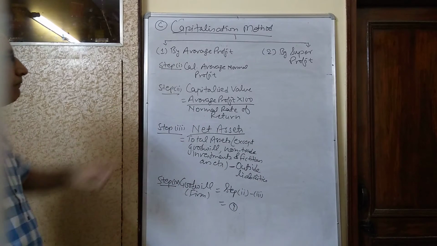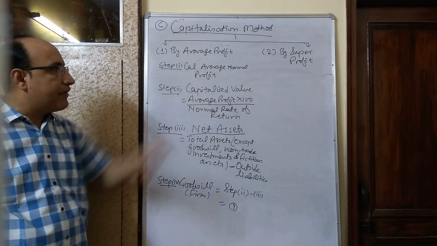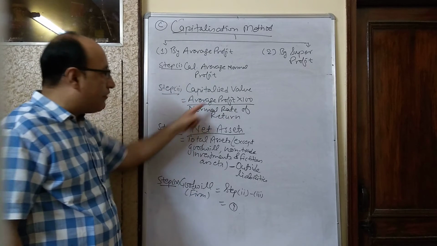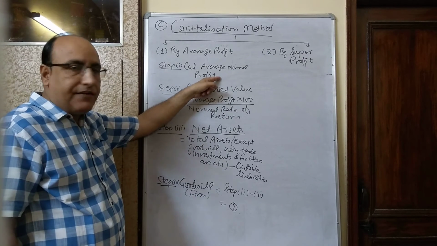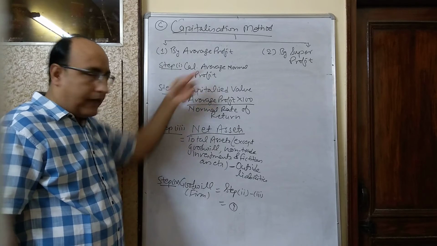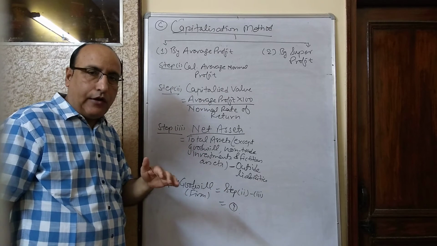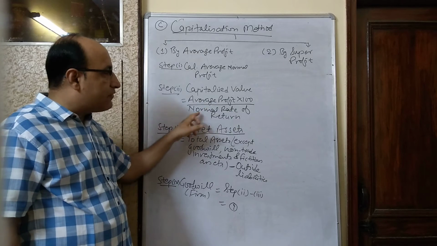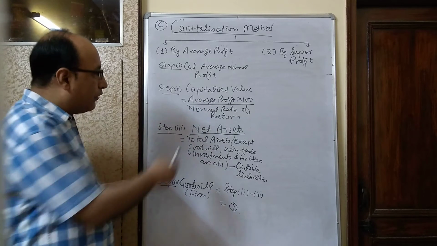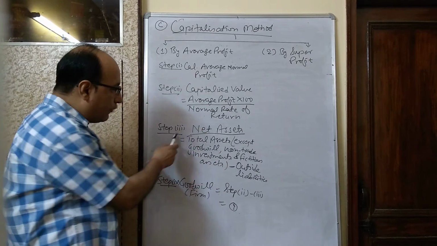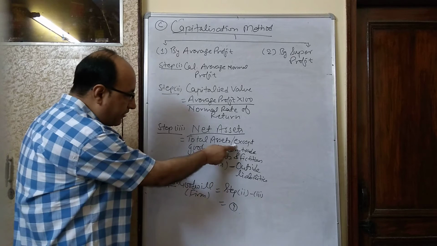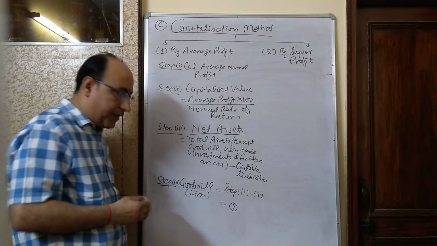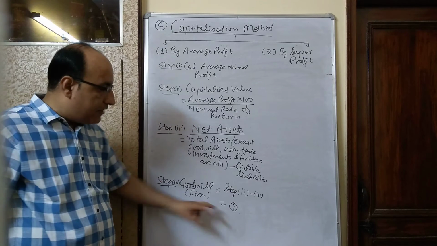I'll repeat it. Through average profit, calculate the average normal profit. Average profit will be given in the question. Any adjustments to be done, like abnormal losses, abnormal gains, non-trade investment income, all to be adjusted. Then you have to capitalize this value, average profit into 100 upon normal rate of return. Then you have to calculate net assets: total assets except goodwill, non-trade investments and fictitious assets, minus outside liabilities. And goodwill of the firm is step 2 minus step 3.